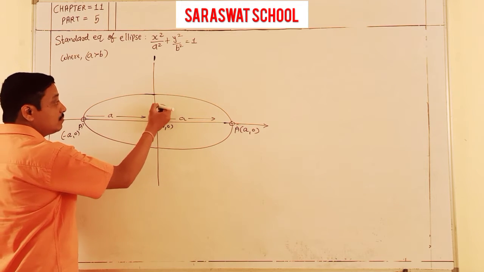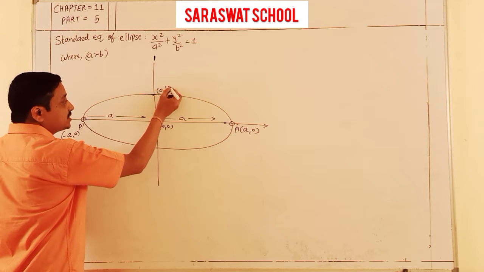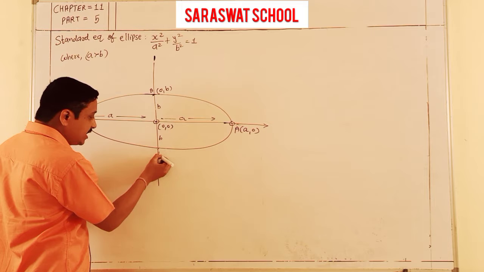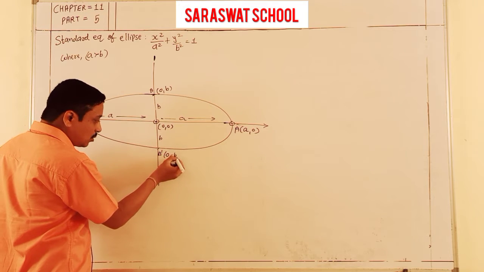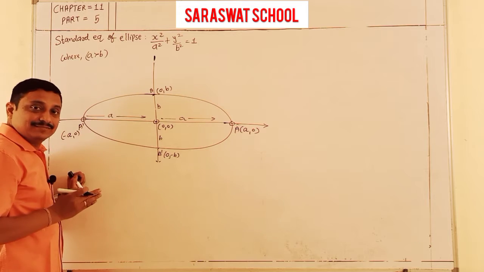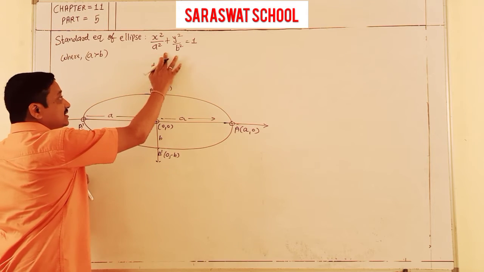Similarly b here, it is the point 0 comma b, and that also has distance b, b dash, 0 comma minus b. Students, this is your major axis, x axis, and that the minor axis, y axis.